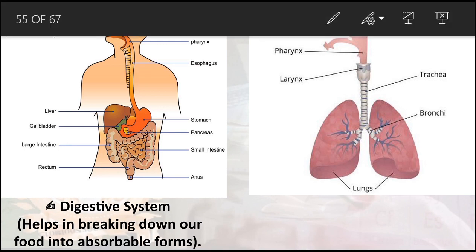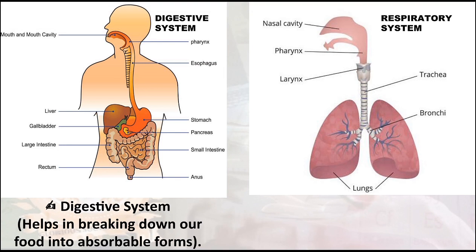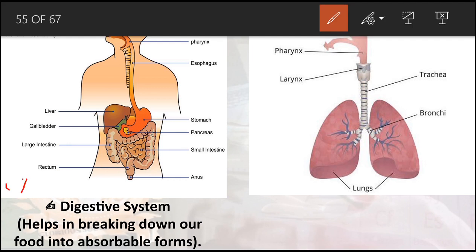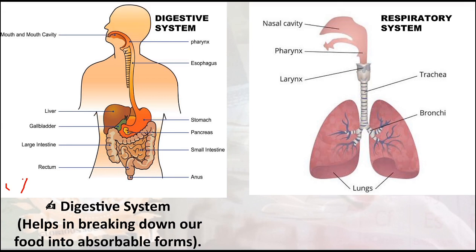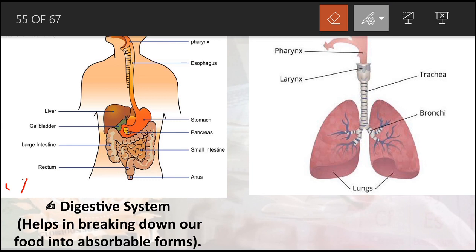All this is called the digestive system. It is made up of different organs such as the mouth, the tongue, the throat, that's the esophagus, the stomach, the liver, the gallbladder, the large intestine, the small intestine, the pancreas, the anus and the rectum. So all these are organs of the digestive system. The system that helps us break down our food into absorbable form is called the digestive system. Digestion starts from the mouth and ends where? At the anus. This system is also known as the alimentary canal. Let me write it clearly so that you can see it. Alimentary canal.